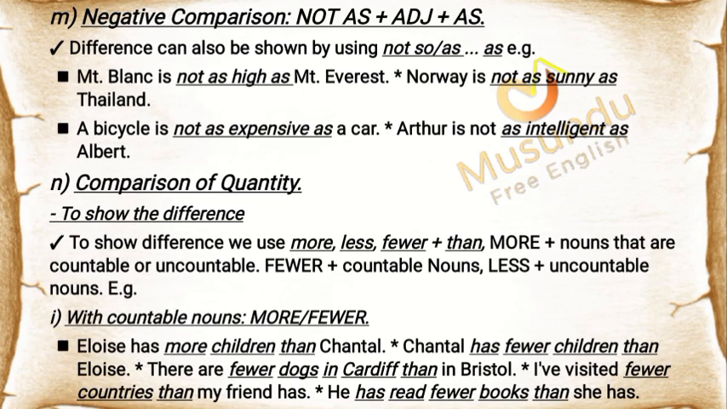N, comparison of quantity to show the difference. To show difference we use more, less, fewer plus than. More plus nouns that are countable or uncountable. Fewer plus countable nouns, less plus uncountable nouns. Examples, 1, with countable nouns, more/fewer. Eloise has more children than Chantal. Chantal has fewer children than Eloise. There are fewer dogs in Cardiff than in Bristol. I've visited fewer countries than my friend has. He has read fewer books than she has.